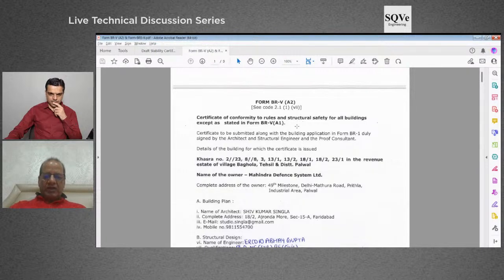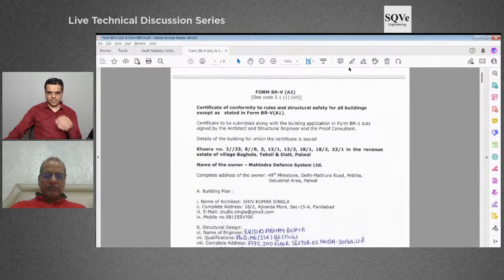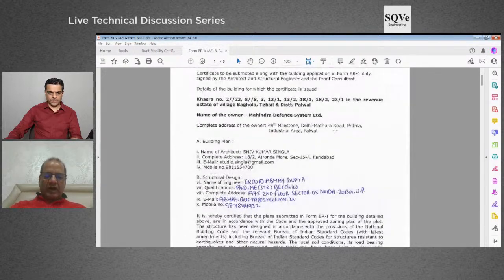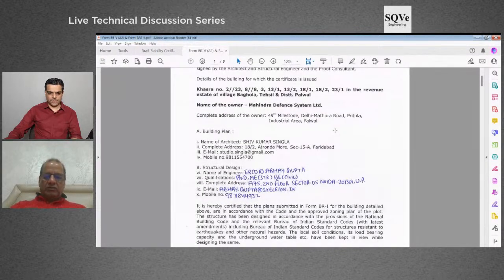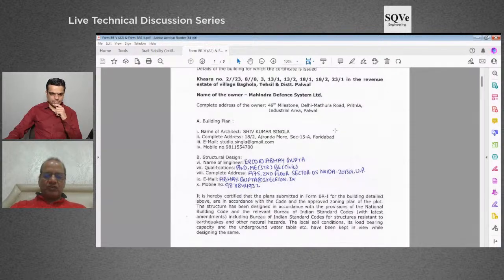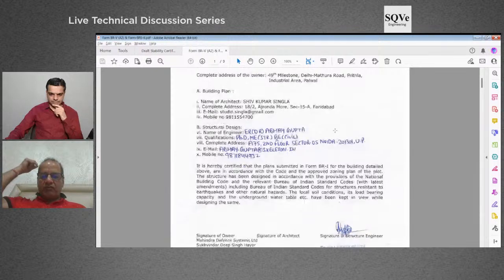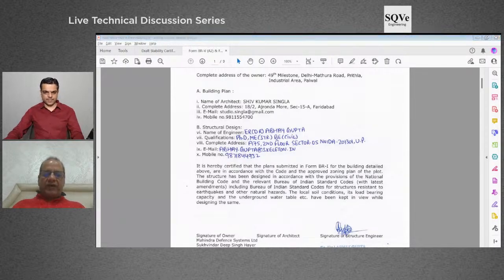Now you see here, there is a plot detail, project detail, client detail, then building plan. Let's go a little down. Then they say structural design. So they ask us to fill everything. There is the language: It is hereby certified that the plans submitted in Form BR1 for the building detailed above are in accordance with the code and the approved zoning plan of the plot. Now, the approved zoning plan of the plot, we cannot say yes because we are not the master planner and we do not really get involved in this zoning plan. So we are certifying nothing there. But the next line is relevant to us.